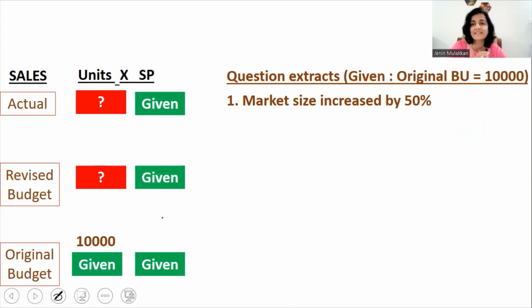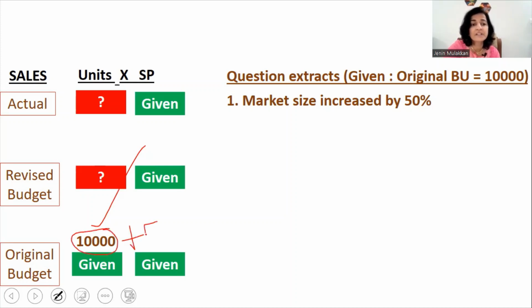Now, in certain questions, the actual units and the revised budgeted units will not be directly given. So let's take a look at those question extracts. Now, say in the question, the original budgeted units given is 10,000 units, and they have further stated that market size increased by 50%. Then how do you calculate the revised budgeted units? Now think for yourself. When they have said that the market size increased by 50%, it means that the number of customers that are coming into the market have increased by 50%, which means that instead of budgeting for 10,000 units, we can easily add 50% to it. What is 50% of 10,000?